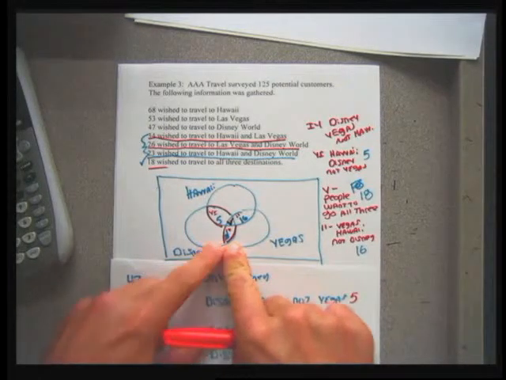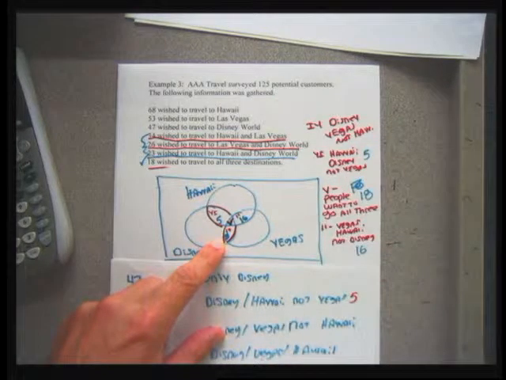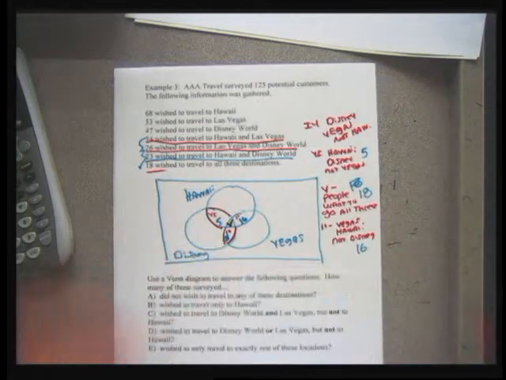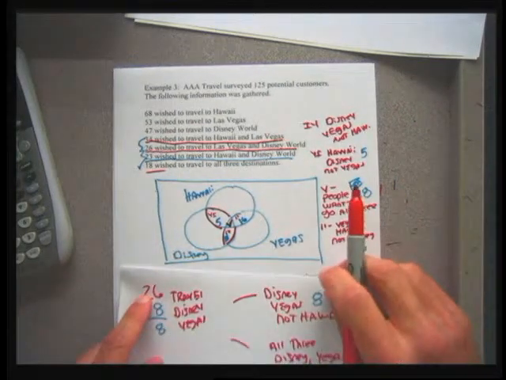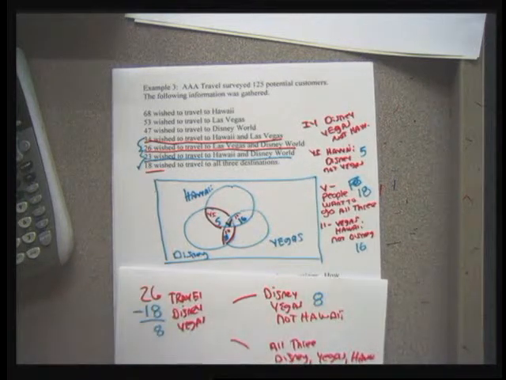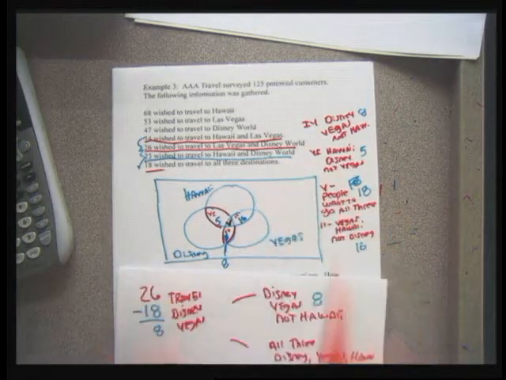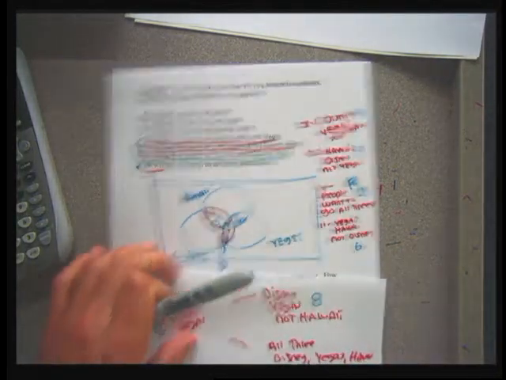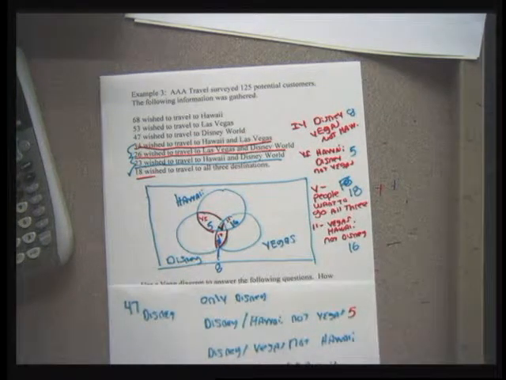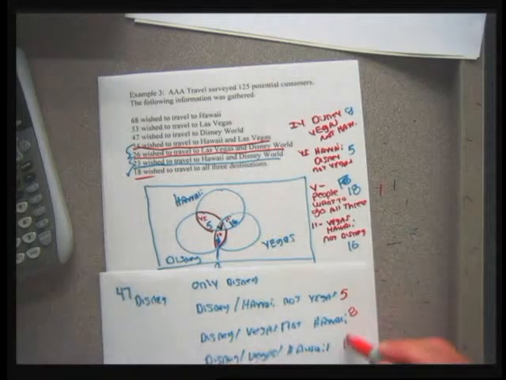Vegas, Region 4. I can't even read my writing, so let me recalibrate that. Region 4, Disney. Oh, that's supposed to be an 8 right there. Hardly looks like an 8. Sorry about that. So that's an 8. So there are 8 people that want to go to Disney and Vegas and not Hawaii. And there are 18 that want to travel to all 3.